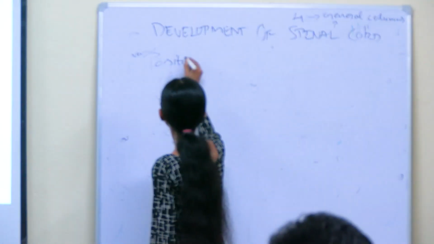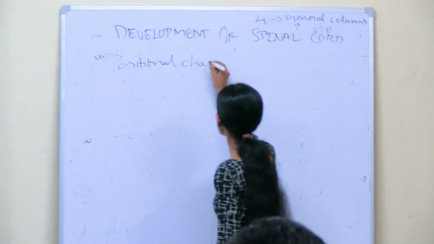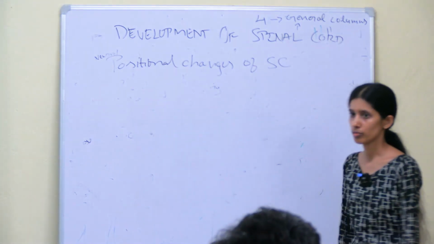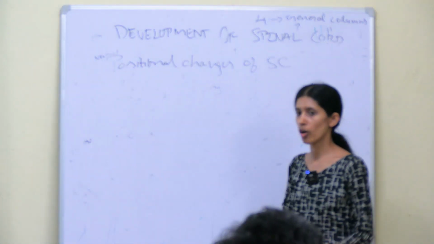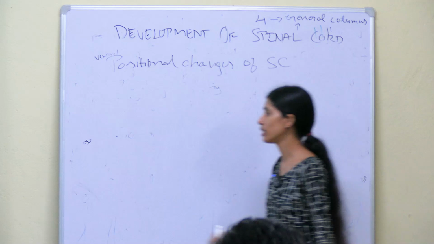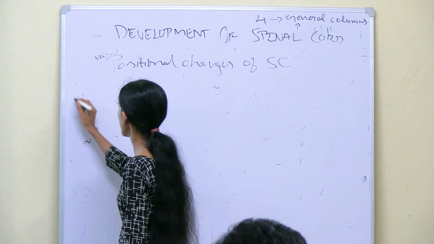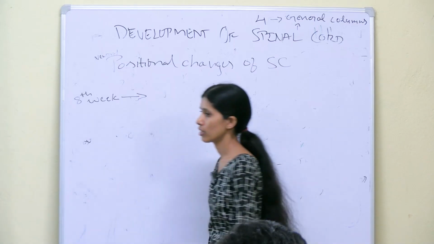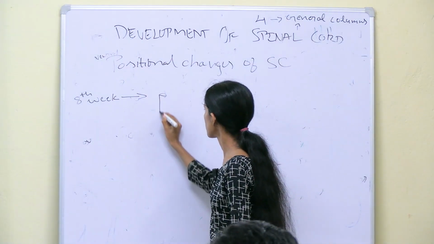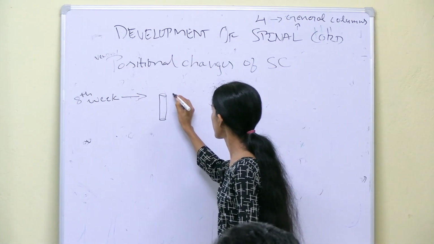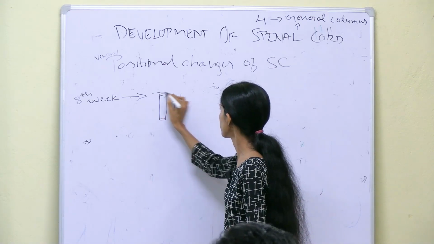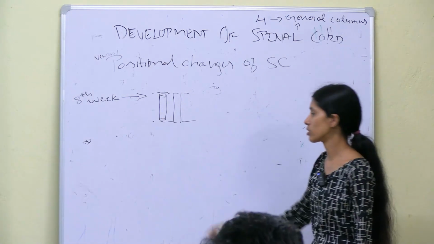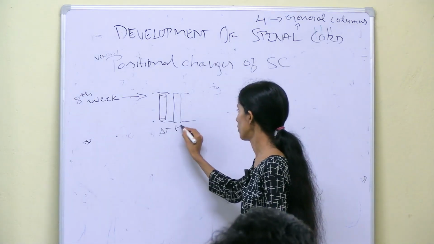Then the next concept is positional changes of the developing spinal cord. By the end of the 8th week, we can see the complete development of your spinal cord. In the 8th week, your spinal cord and your vertebral column, these two structures, are present at the same level.